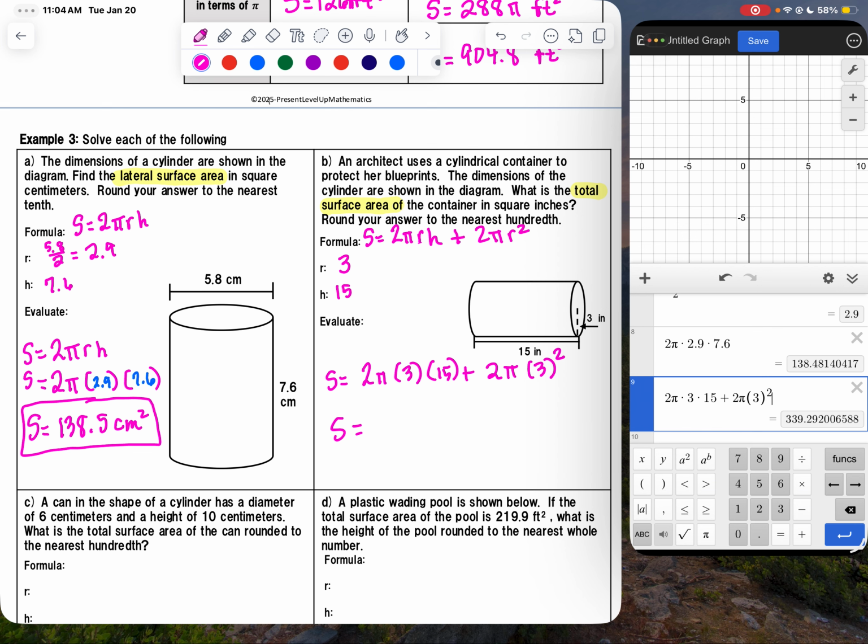And if I'm rounding to the nearest hundredth, that would give me 339.29. The units here are not centimeters, they are inches. So inches squared. 339.29 square inches would be our total surface area.